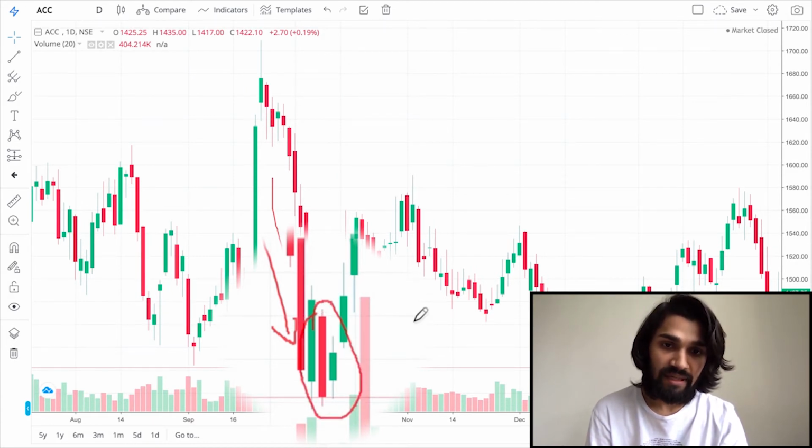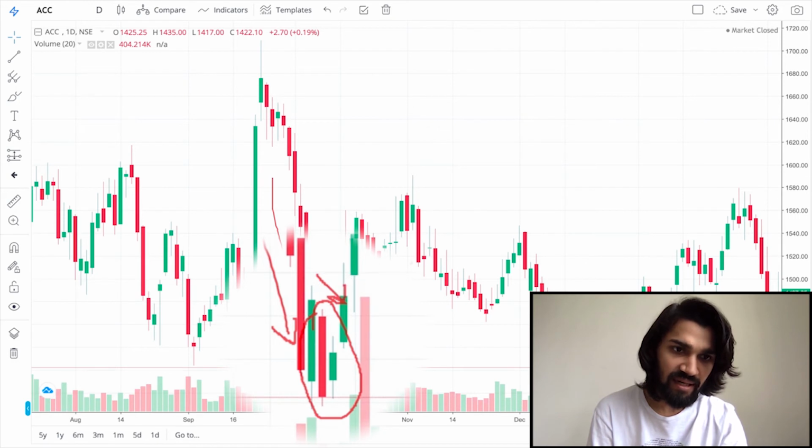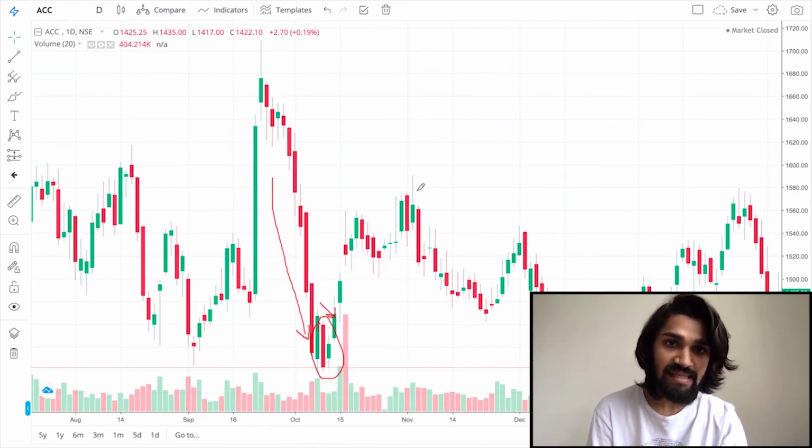And if you can see, the bullish harami was formed around 1440 and you could have taken an entry around 1470, and the price went up till 1560, which is good enough. That's almost 100 rupees profit. So that is bullish harami for you.